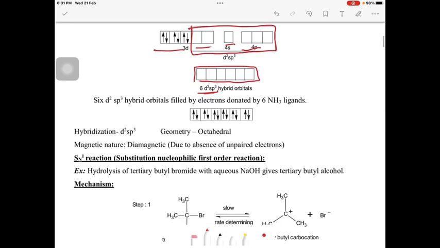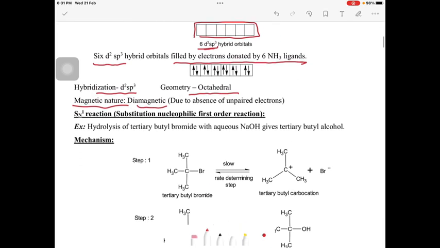d2sp3 hybrid orbitals. The 6 d2sp3 hybrid orbitals are filled by electrons donated by 6 NH3 ligands. That's why here hybridization is d2sp3, geometry is octahedral. Magnetic property: observe here there is no unpaired electron, that's why it is diamagnetic.